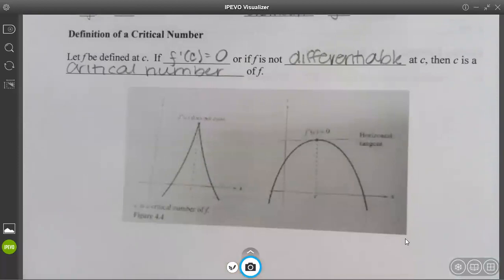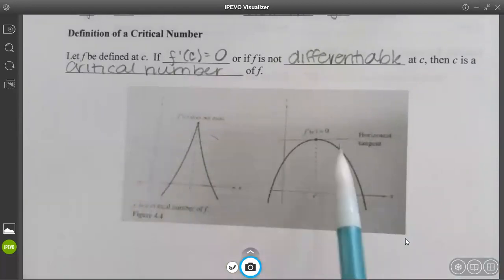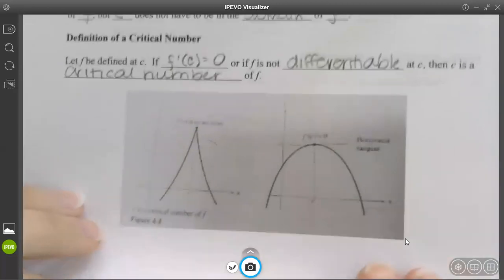So then you guys are fine flipping your paper. These 2 graphs just show you, this one is not going to be differentiable because it's a peak. This one is differentiable and it does have that horizontal tangent line. Any questions so far?